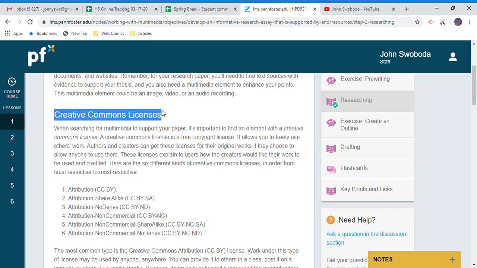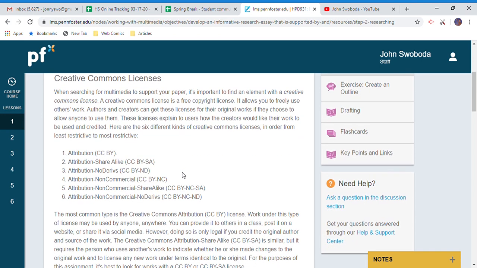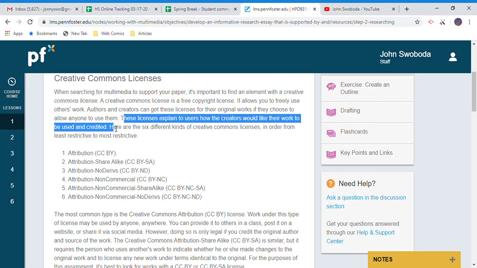Creative Commons is a collection of videos and pictures and different works of art that people have made available to everyone for free, depending on whether you use them correctly. So look at this. These licenses explain to users how the creators would like their work to be used and credited. Here are the 6 different kinds from least restrictive to most restrictive.